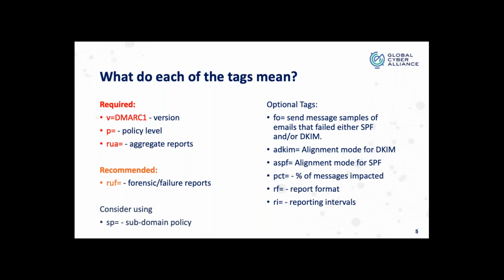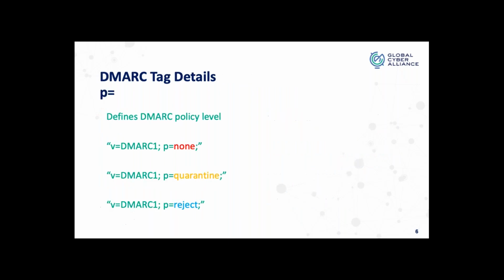So the next one that we're going to talk about is the p tag. Now the p tag has to be second, right? So you always start with v, and then second is the p tag. After this tag, you can put any of the other tags in any order that you want. But it always has to start with v=DMARC1; p=the policy level;. That's the other key part. Each tag is separated by a semicolon, right? So the semicolon is required. If you leave out the semicolon, the policy is not going to work.